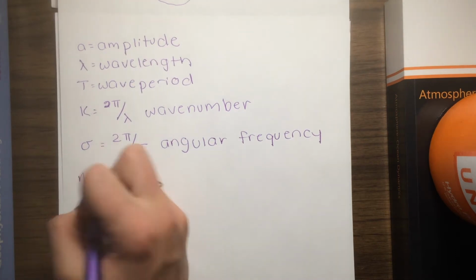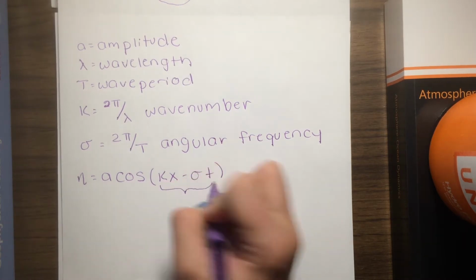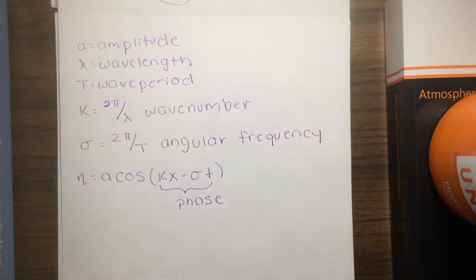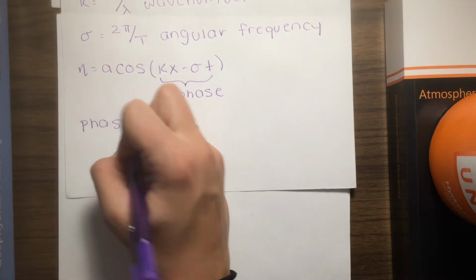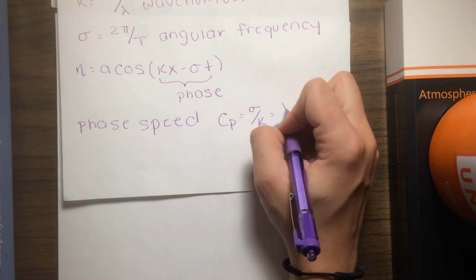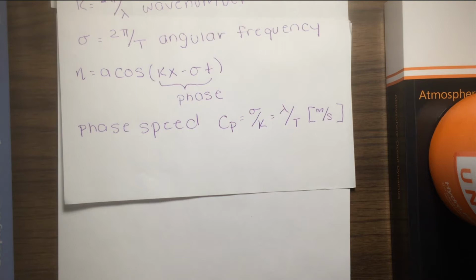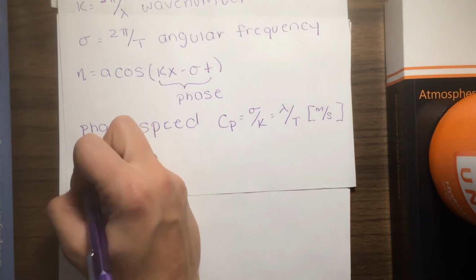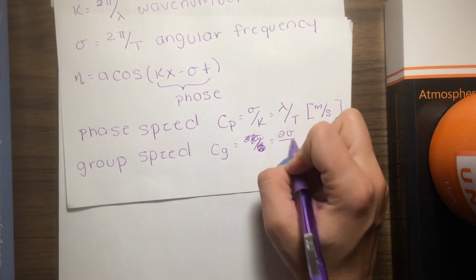The instantaneous displacement of the wave is eta, equal to A cosine of kx minus sigma t. This is known as the phase of the wave, which again is like the position of the wave within a cycle. The phase and group speeds are important properties of waves. The phase speed, or Cp, is sigma over k, or the angular frequency over the wave number, which is equal to the wavelength over the wave period, and this is measured in meters per second. The phase speed describes how fast an individual wave travels through a medium.